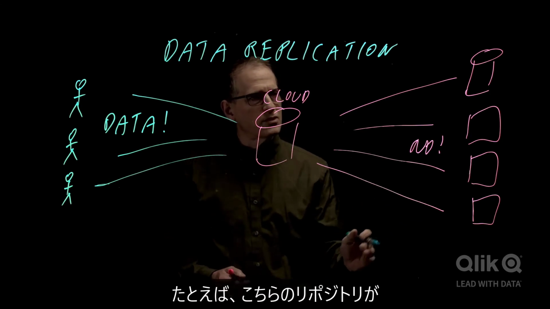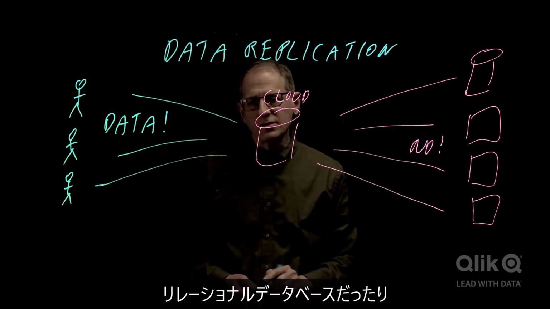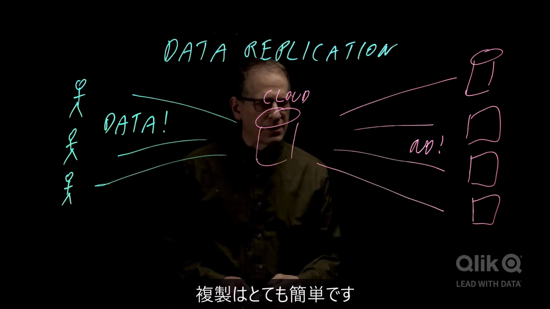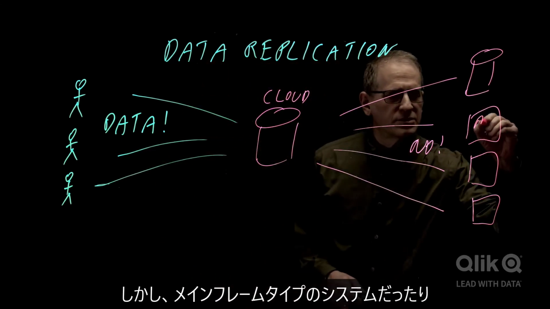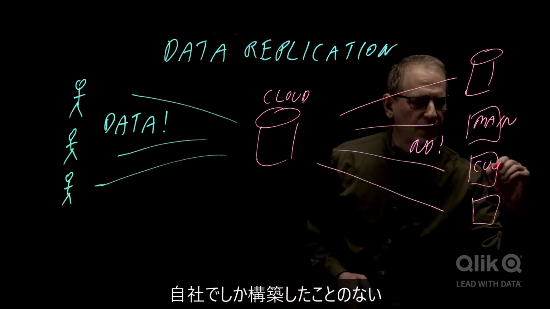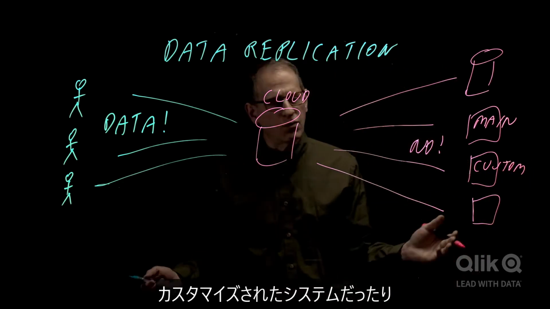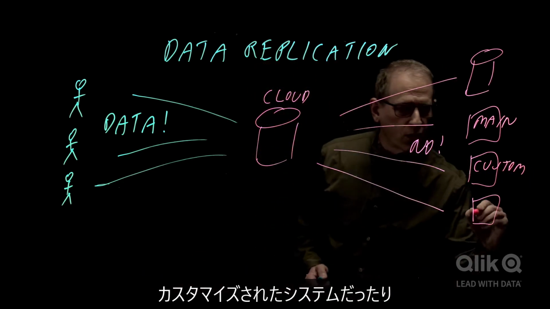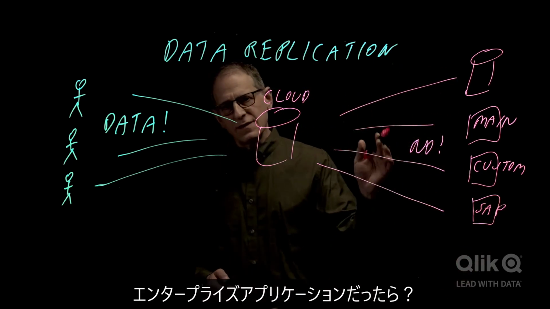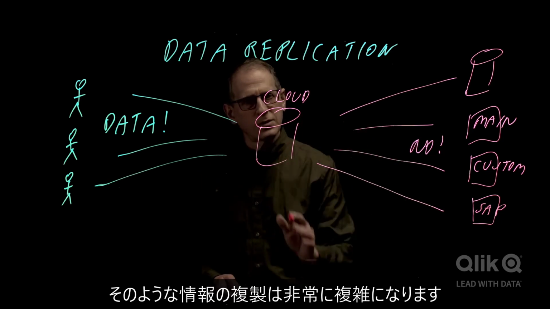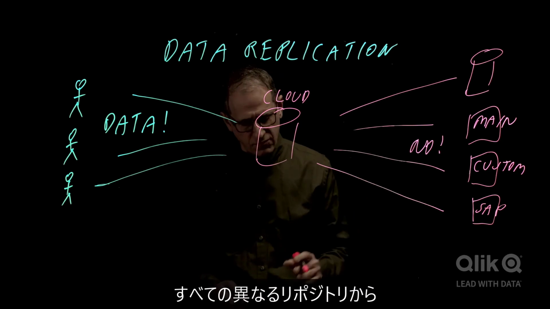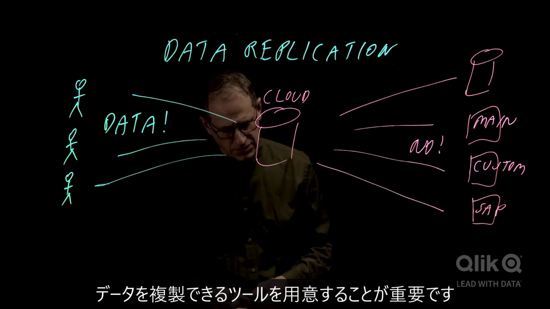Now, it can be pretty simple. If this is, for example, a relational database over here, and it's a relational database in the center here, that's pretty simple to replicate. But what about if perhaps you have a mainframe type system, or perhaps you have some type of custom system that only your organization has ever built, or you maybe have some complex enterprise application like SAP. Replicating that type of information is much more complicated, so it's important to keep in mind what you're replicating from and that you have the tools to replicate from all these different types of repositories.